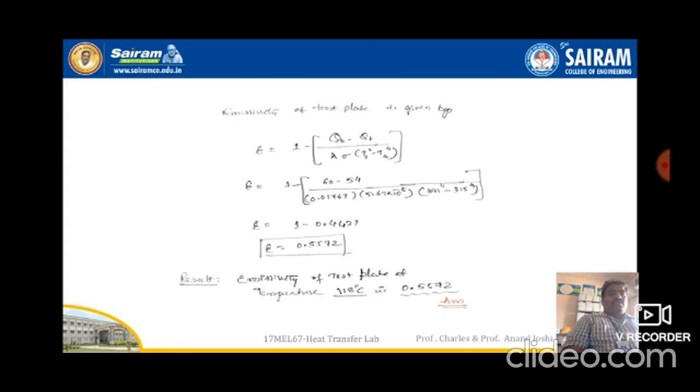So just observe that the black body always has an emissivity of 1, and other than a black body it will be less than 1. That is the very common sense we have to observe in this experiment.